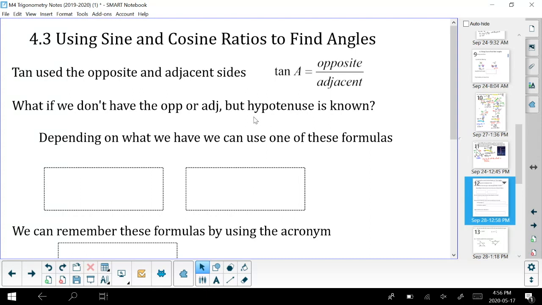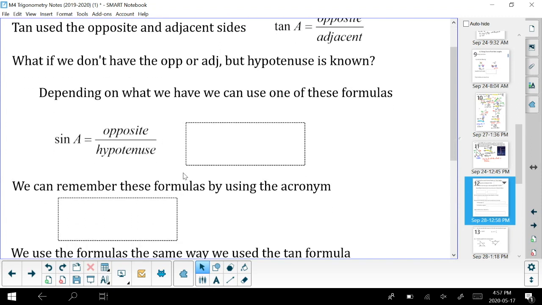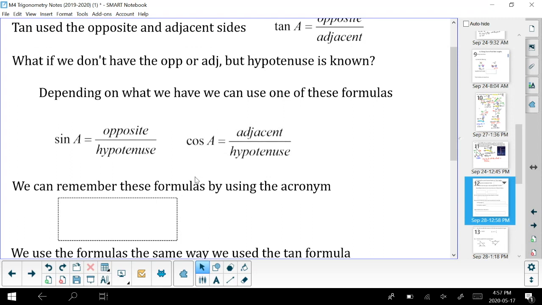In order to solve a question using the hypotenuse, we just need to look at those questions from a different angle. Depending on what we have, we can use one of these two formulas: either the sine ratio or the cosine ratio. What's different about these two formulas compared to the tangent ratio, as well as with each other, is that the sine of angle A is equal to the opposite over the hypotenuse, and the cosine of angle A is equal to the adjacent side over the hypotenuse.